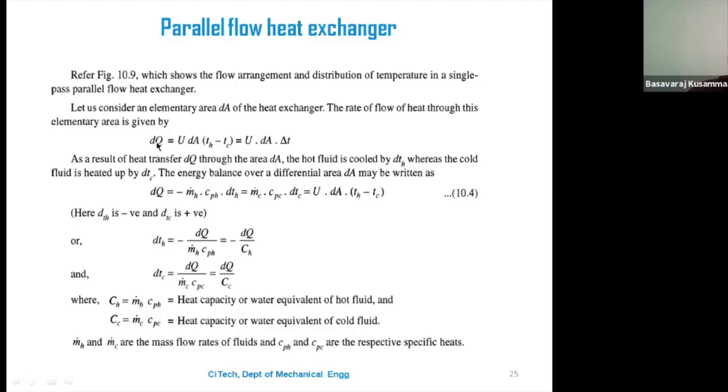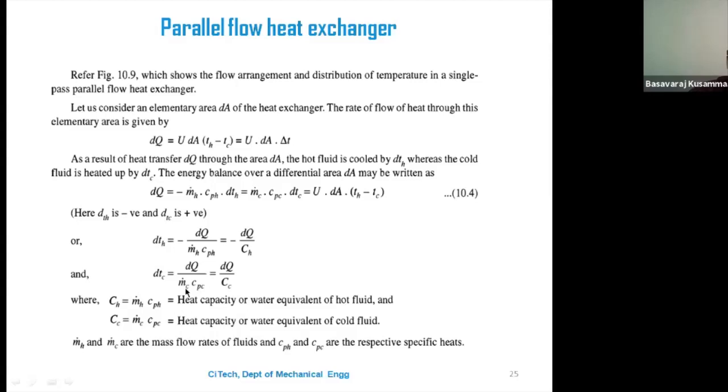Understand? So equate this dQ and this dQ. Then dTH can be calculated separately: dQ divided by mH CpH, which is equal to minus dQ divided by CH. And similarly, dTC is equal to dQ divided by mC into CpC, the mass flow rate of the cold fluid into the specific heat of the cold fluid. So dTC is the amount of temperature by which the cold fluid is heated, that is dQ divided by m dot CpC, equal to dQ divided by CC.